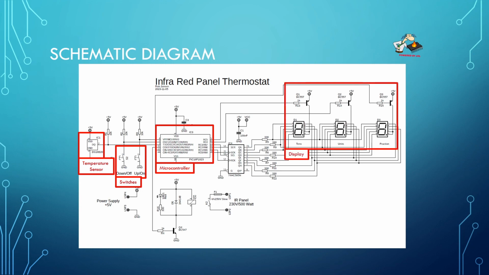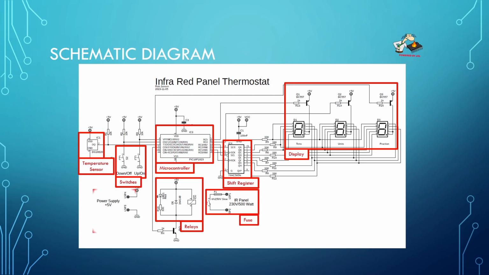Then there is a display, which is multiplexed, as you can see by using the 3 transistors, so each display will be turned on one after each other. And I'm using a shift register, and this was to limit the number of pins that are needed to control the display. Then there's the relay, which will switch off and on the infrared panel. I have a fuse for safety, and I'm using an external power supply.